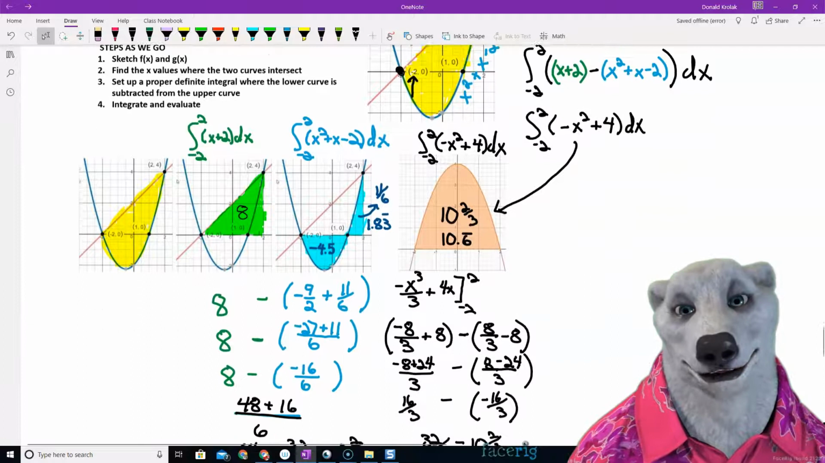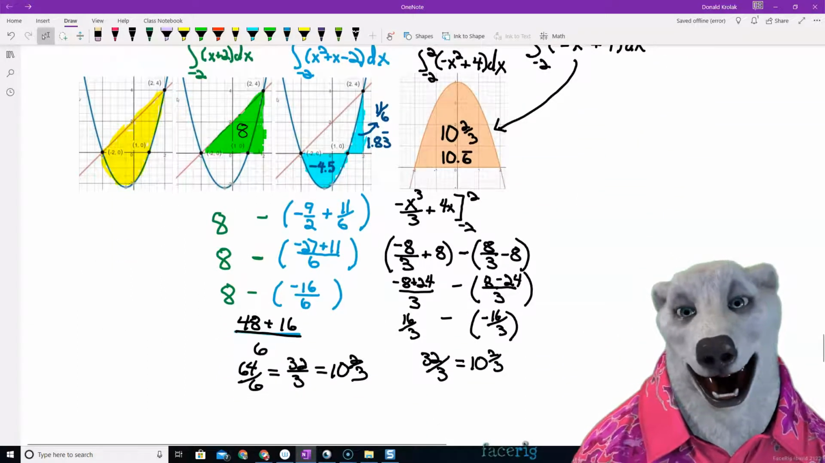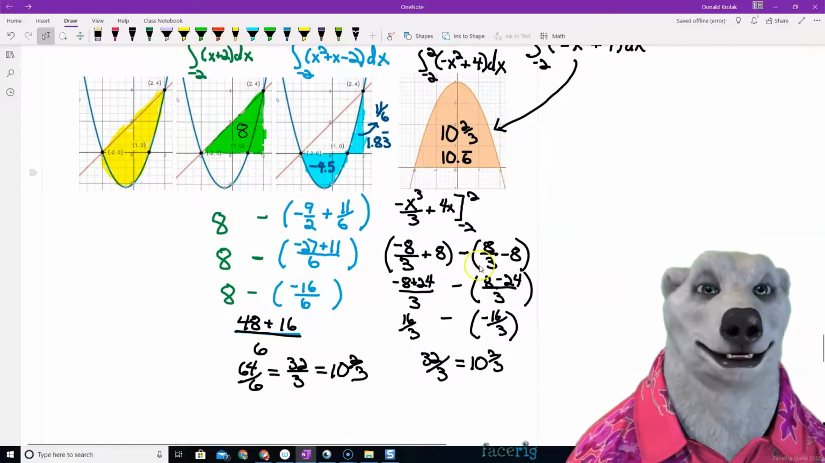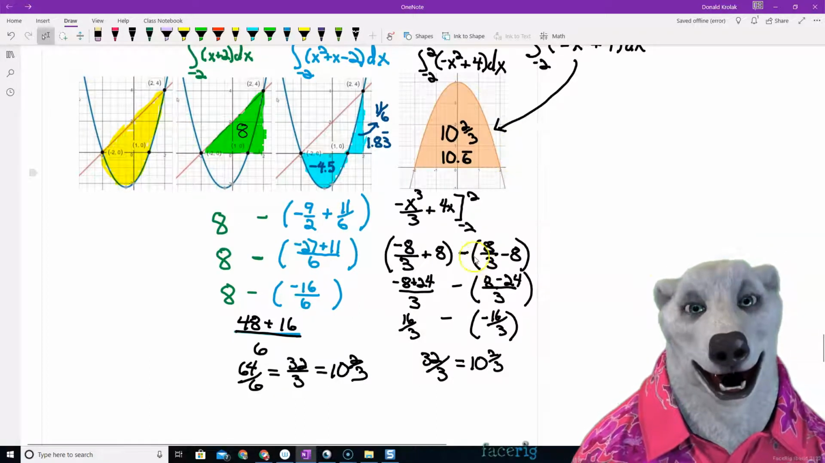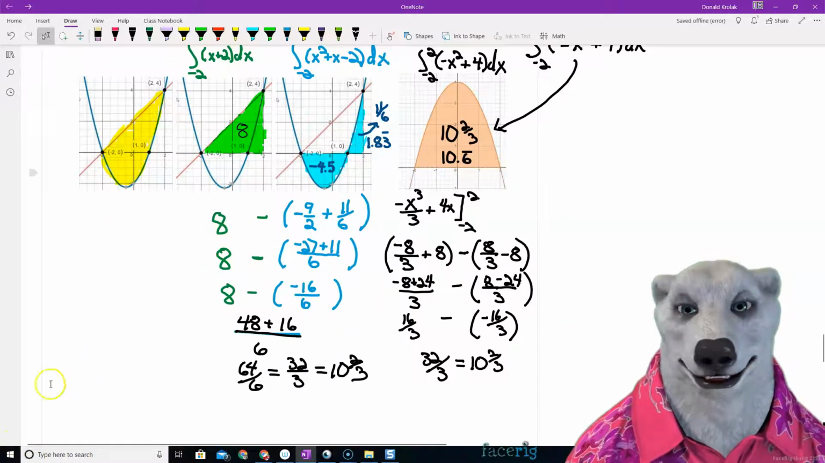Here's the integral of that, if we subtract those two functions, and this is the math that goes along with that. That's where the 10 2/3 came from. Now let's see if that is true.